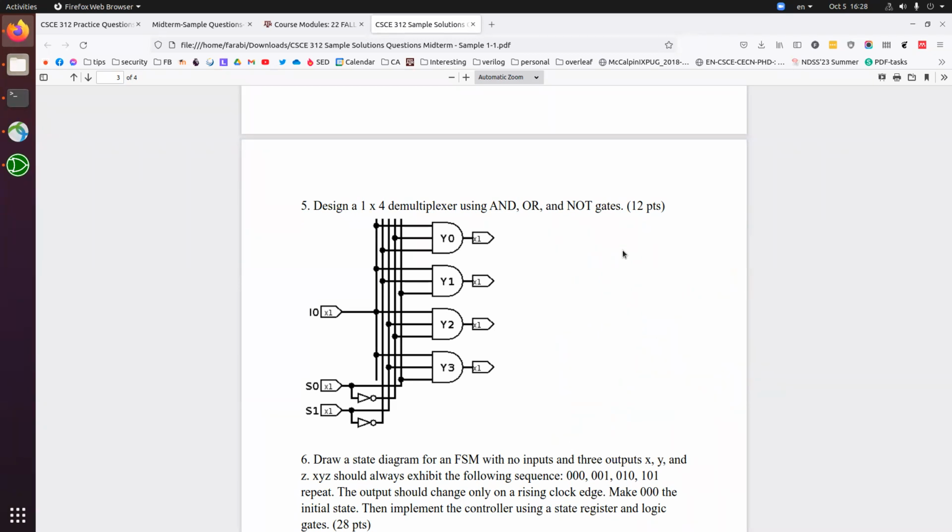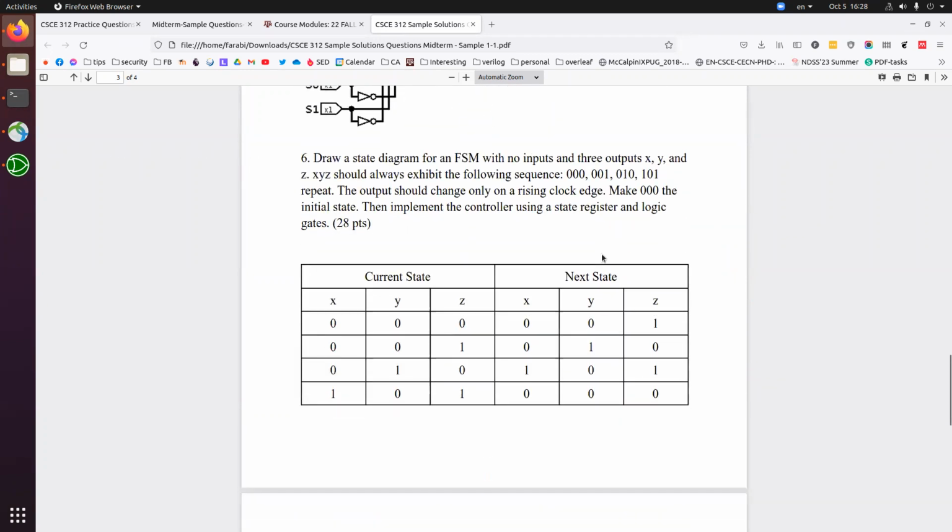Next question. Draw a state diagram. Yes, 1 cross 4 is one input to the four possible output cases. So we decide which one we want to edit, and then we select that one.